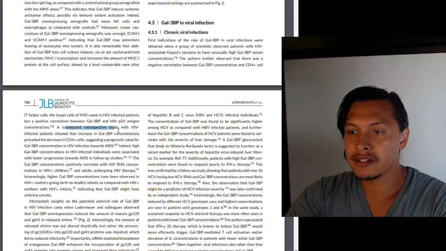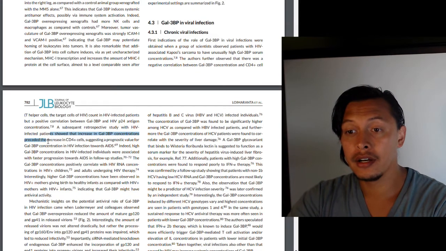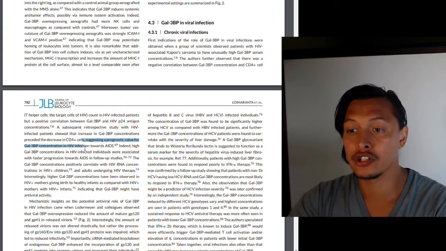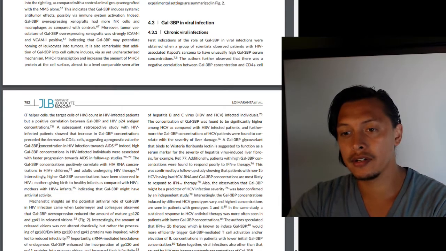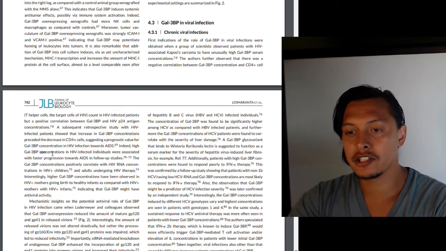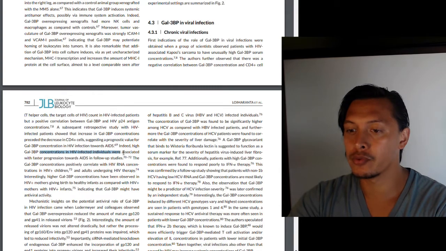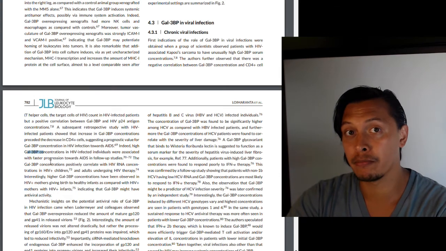Anyways, a subsequent retrospective study with HIV-infected patients showed that increases in galectin-3 binding protein concentrations preceded the decrease in the CD4 positive cells, which is suggesting a prognostic value for galectin-3 binding protein concentrations in HIV infection towards AIDS. So as people are progressing towards acquired immunodeficiency syndrome, this galectin-3 binding protein increase might be an indicator that this is happening. So indeed, high galectin-3 binding protein concentrations in HIV-infected individuals were associated with faster progression towards AIDS in follow-up studies. So the higher this was, the faster they progressed into AIDS.